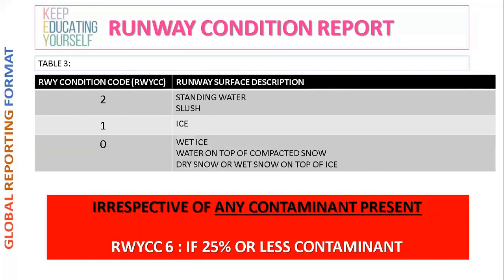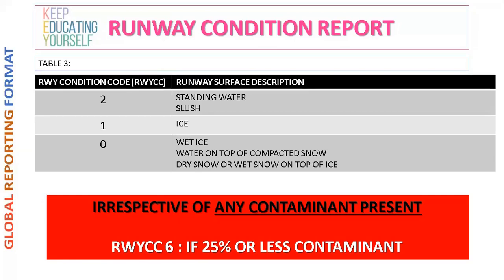Then table 3 continues here. Runway condition code 2 will be given if the runway contaminants are standing water and slush. 1 we have to give if we find that ice is on the runway. 0 means wet ice, water on top of compacted snow, or dry snow or wet snow on top of ice.